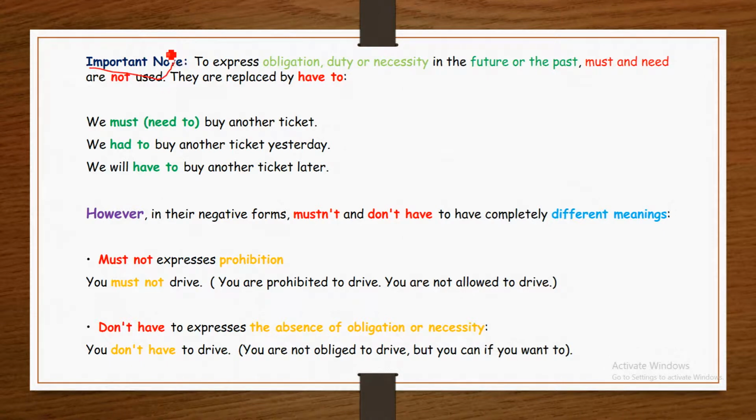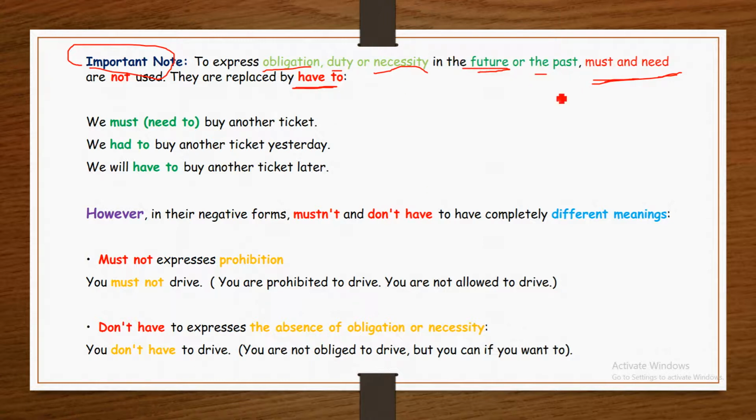An important note: to express obligation, duty or necessity in the future or past, must and need are not used. Must and need both have the same meaning. They are replaced by have to. Must and need can be used in the present tense, but in the future and the past, they cannot be used.